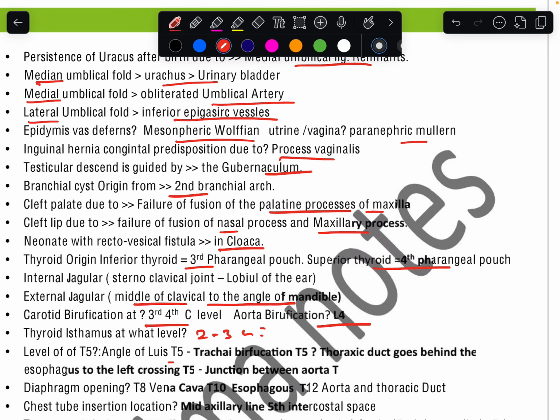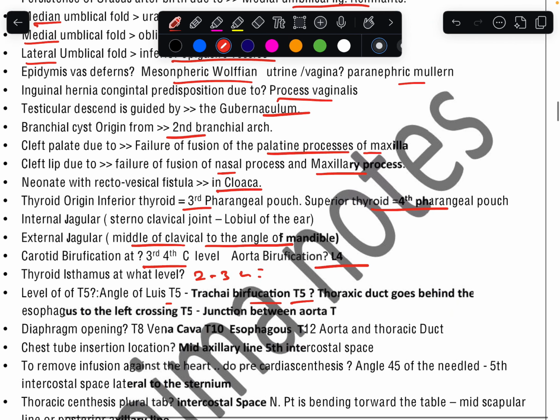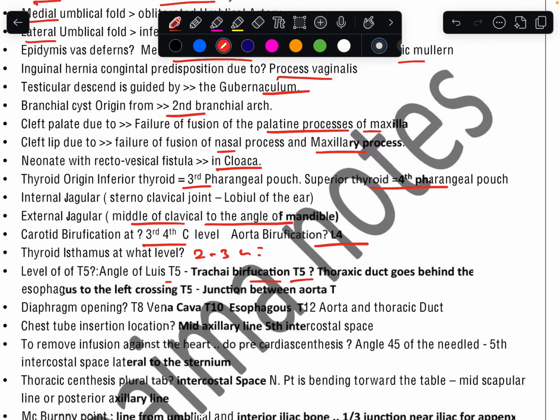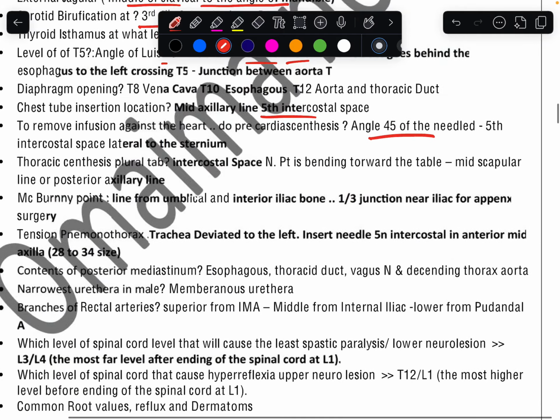Level of T5, angle of Louis is T4. Tracheal bifurcation T5, thoracic duct crosses behind at T5. Diaphragm openings, vena cava is 8, 10, 12. Chest tube insertion mid axillary line, 5th intercostal space. Pleural effusion, along against the heart. Pericardiocentesis, angle 45 degree, needle to the left. 5th intercostal space, lateral to sternum.